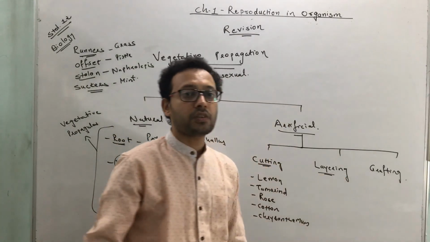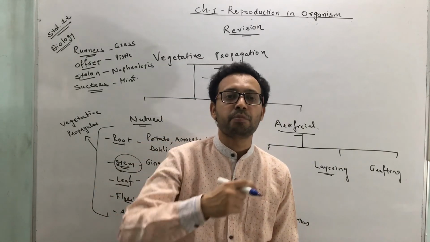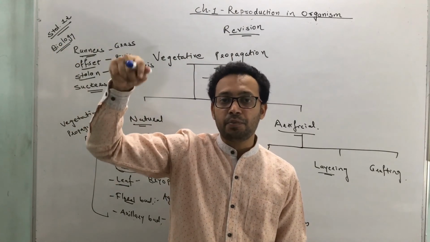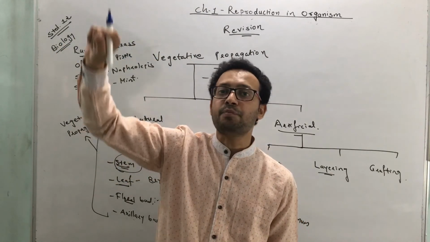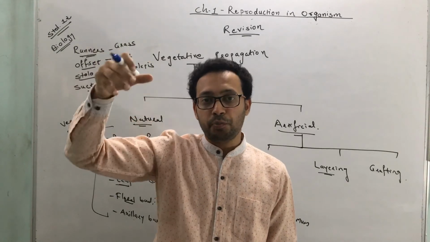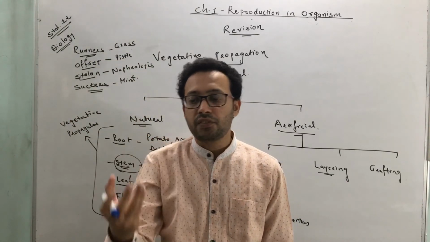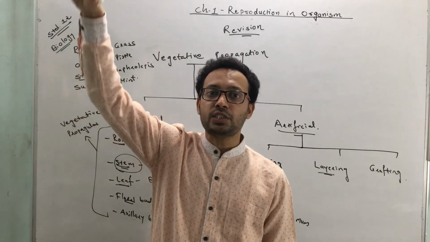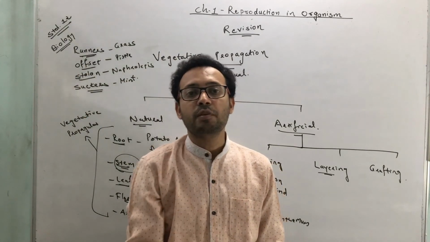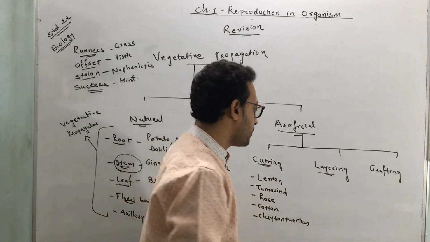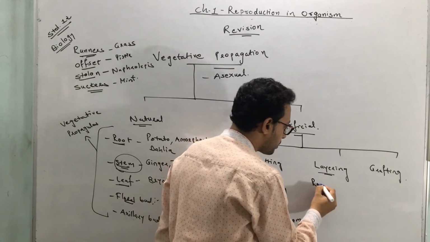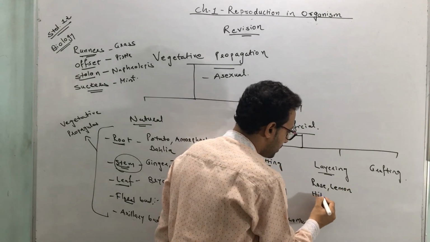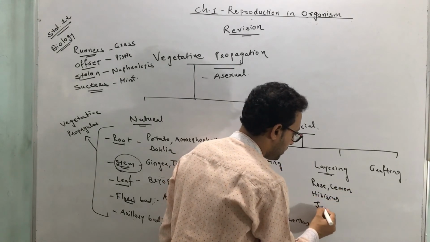Next is layering. What we have to do in layering? In layering, a branch of a plant is bent in such a manner that the middle of that branch goes inside the soil and the tip of the plant remains outside. From the middle portion which remains inside the soil, adventitious roots develop and then the aerial part grows. Once the new plant is formed, it can be detached from the parent plant. This is called layering. We do this in rose, lemon, hibiscus, and jasmine.